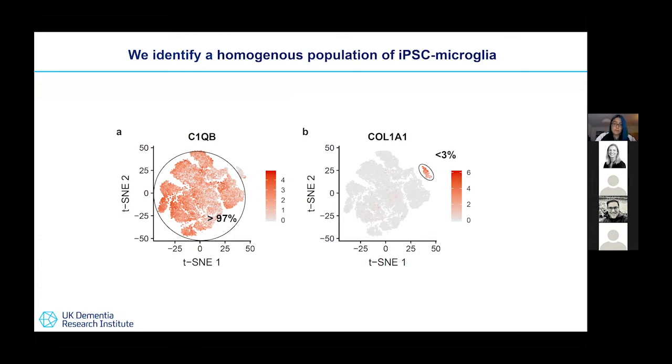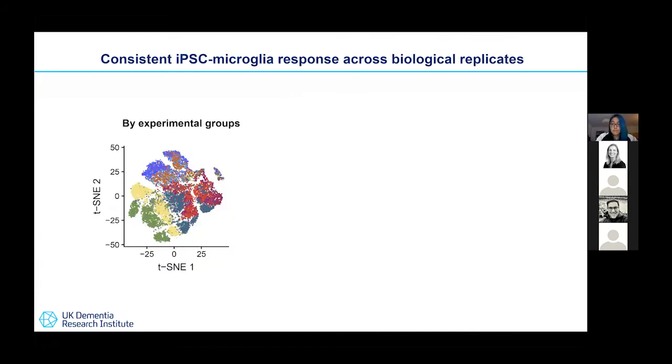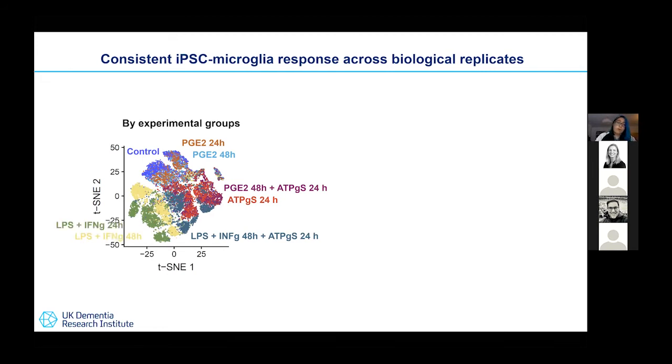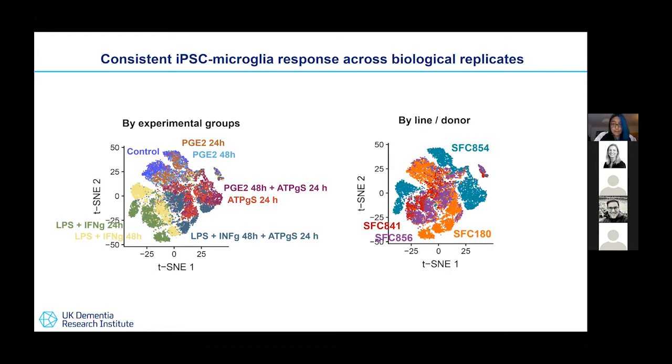We also observe a large segregation by the different experimental groups, with controls and those cells treated with prostaglandin E2 at the top. Those cells that were treated with ATP gamma S were clustering towards the right, either alone or in combination with the other two stimuli. And those cells that were treated with only LPS and interferon gamma were clustering to the left here. We also observe a segregation by the line or by the donor from which the iPS-derived microglia were derived. So we observe a fairly consistent response across our different biological replicates.